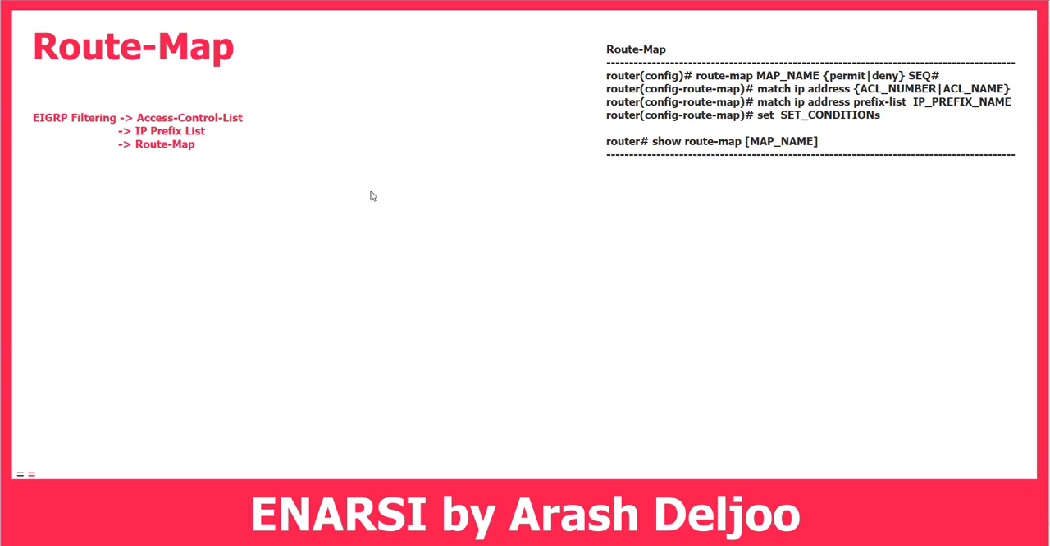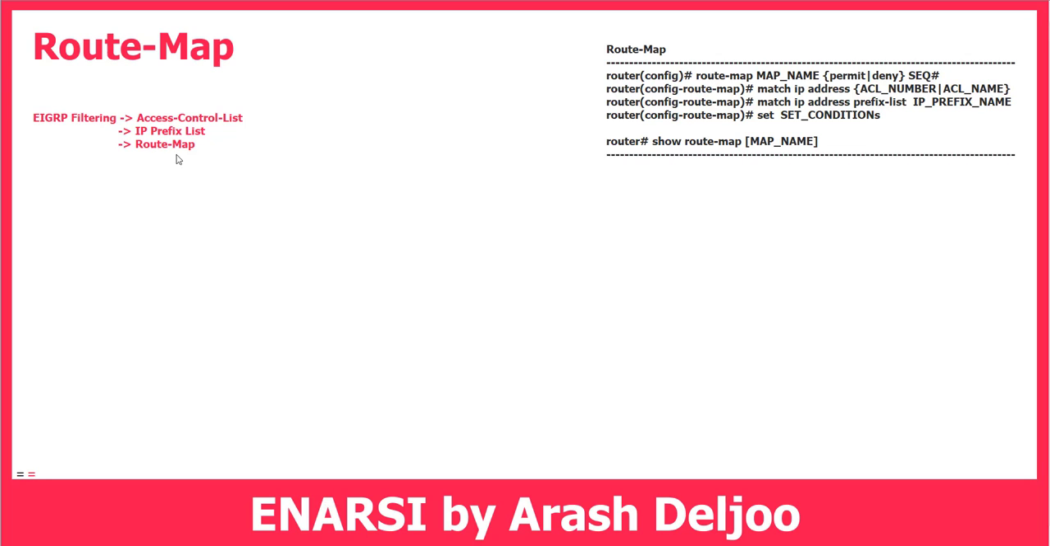You know that roadmap is a tool that we use in many cases and in many features of different routing protocols, such as BGP or some other routing protocols. But one of the functions of the roadmap is related to EIGRP route filtering. For EIGRP filtering, we have learned about the ACL and how we can apply the ACL to the EIGRP routes in the outbound or inbound direction. Also, we have learned first about the IP prefix list itself, and then how we can use the IP prefix list in EIGRP route filtering.